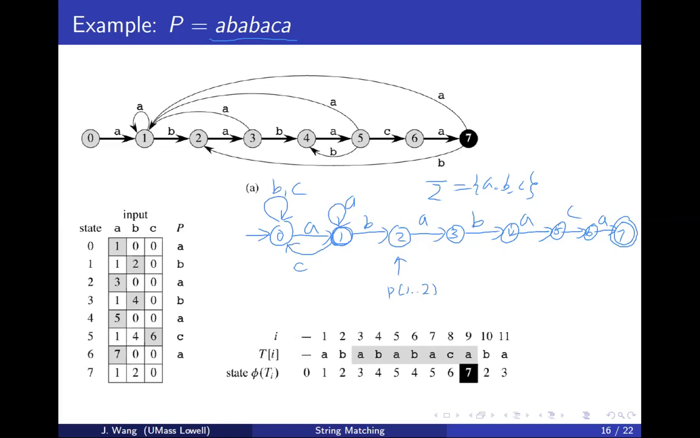Okay, so that's what it is, right? So let me erase this one. Because I need this space, so let me move this somewhere else. Okay, so then from 2 here, if A, go to 3. If I see B, where should I go to? Remember, once I'm here, that means I have read A, B. Now if I have a B here, that means I'm looking at A, B, B.